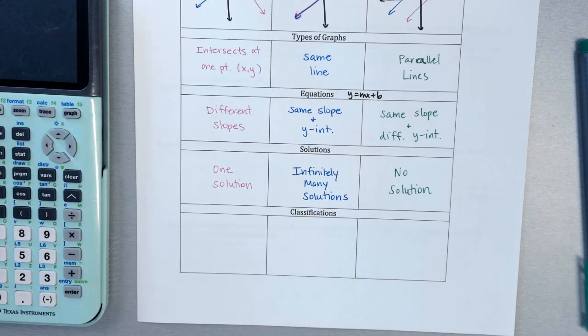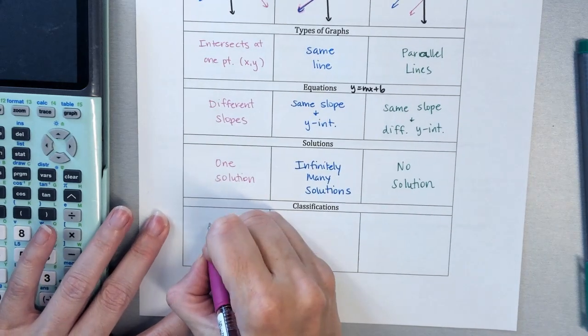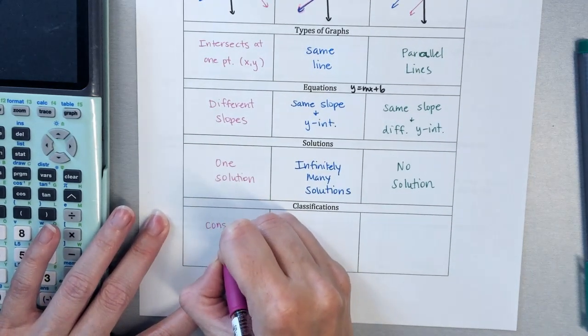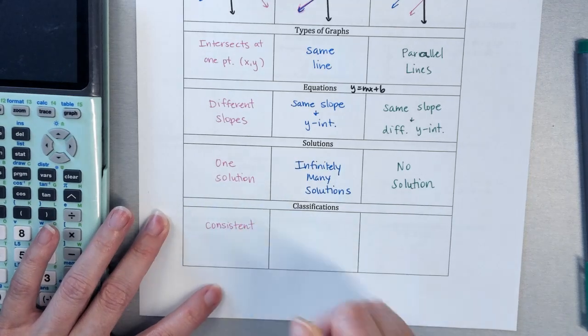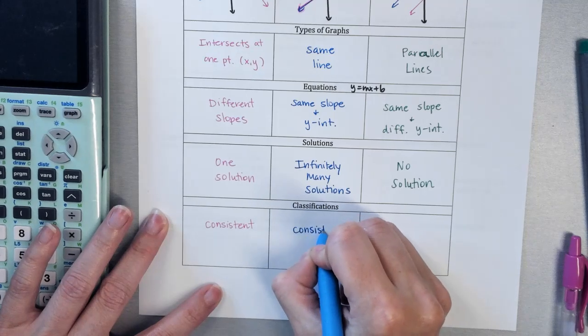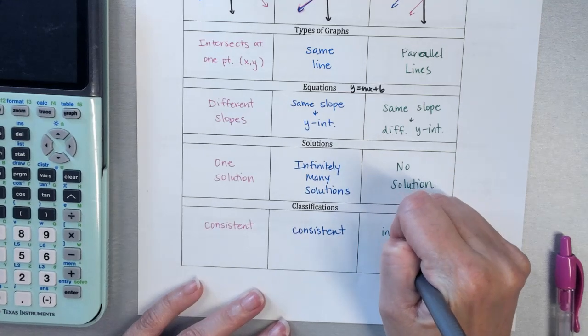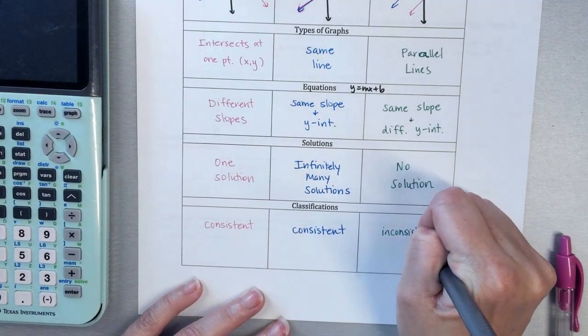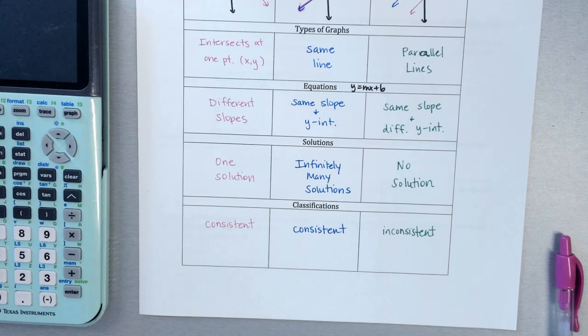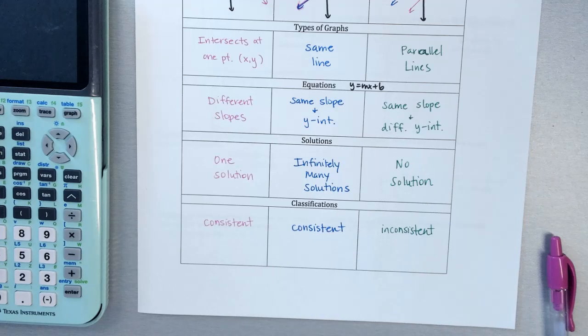Okay, now the last box, the classification, this might be something new for you. So if there is a solution, we say that the system is consistent. So that means if there's one solution, it's consistent. Okay, and if there are infinitely many, it's consistent. But if there's no solution, it is inconsistent. And that's how I remember that part. So if it has a solution, consistent. If there's no solution, inconsistent.